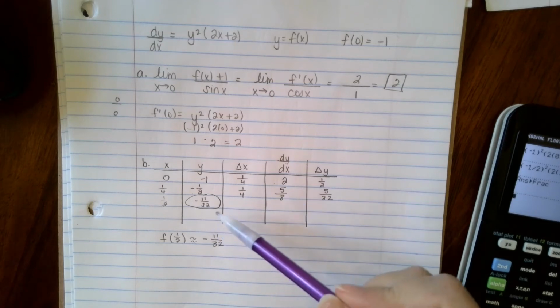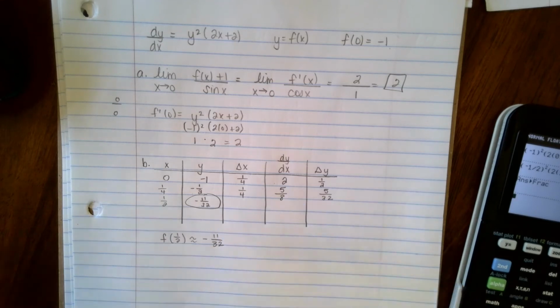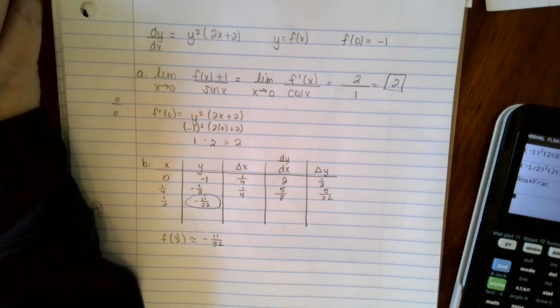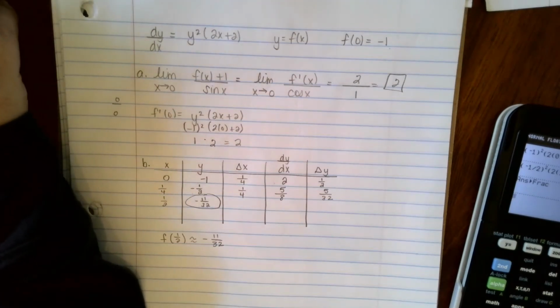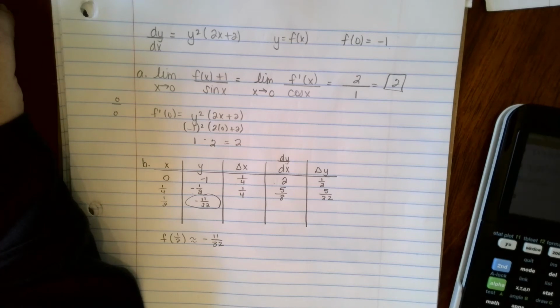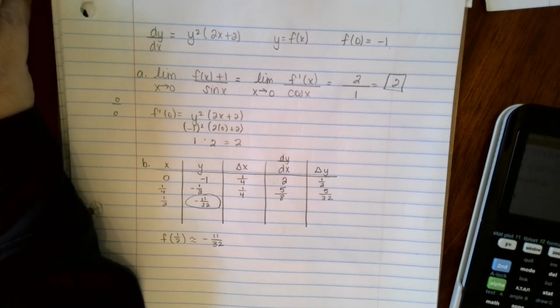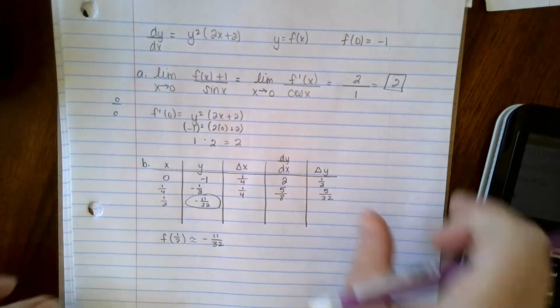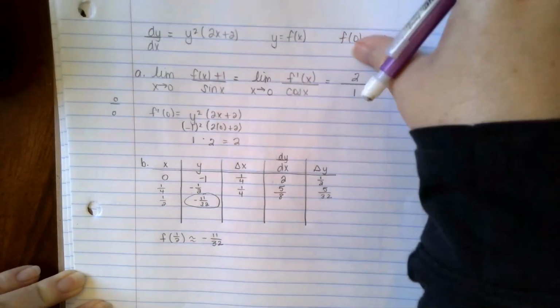Then you get a point for your answer. So if you got your negative 11/32, you've got your answer. Let me see how they answered on theirs. Yep, negative 11/32 is what they said. All right, so next, our last one, the differential part, part C.